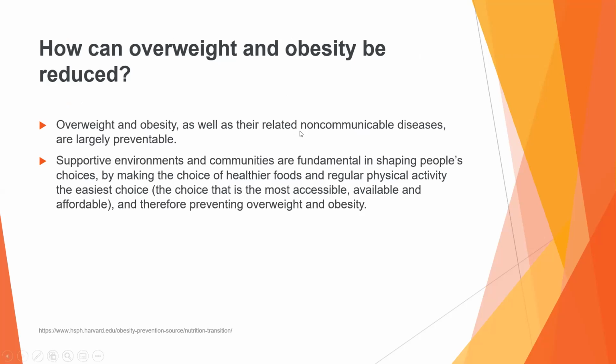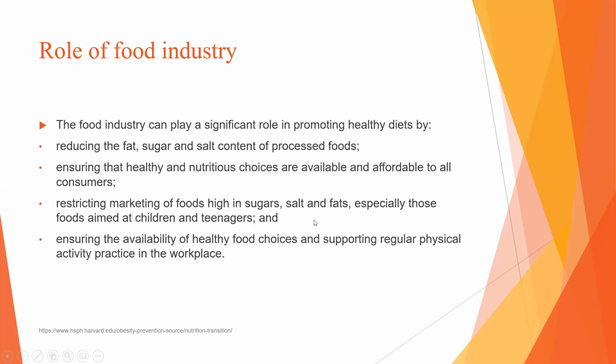Obesity is related to non-communicable diseases, and supportive environments and communities are fundamental in shaping people's choices, like physical activity and healthier foods, and can prevent overweight and obesity. There is also a big role of the food industry, which is giving us food that causes obesity in all age groups. The food industry can also promote healthier diets by reducing fat, sugar, and salt content and ensuring healthy and nutritious choices, restricting marketing of foods and ensuring availability of healthy food choices.